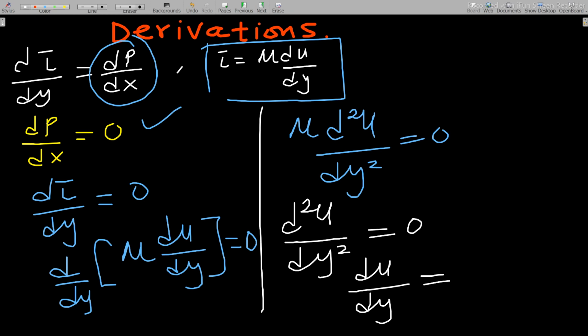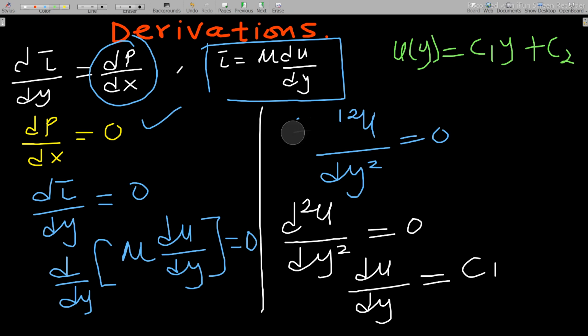du/dy is equal to some constant c1, because when you integrate zero with respect to y, you get a constant. Okay, now I come back to here, let me write it at the top for you. If I integrate again, I get u of y is equal to some constant c1 times y plus c2. I hope you get it. So the velocity equation is as simple as that: u of y is equal to c1 y plus c2.